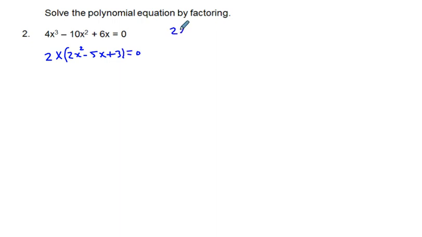So if we have 2x is equal to 0, we know x is equal to 0, so that's going to be one of our solutions, x equals 0. And then we have this AC thing we did before. 2 times 3, 6. And then over here, -5. What two numbers add together equal -5, but multiply together equal 6? How about -2 and -3? Then we divide by 2.